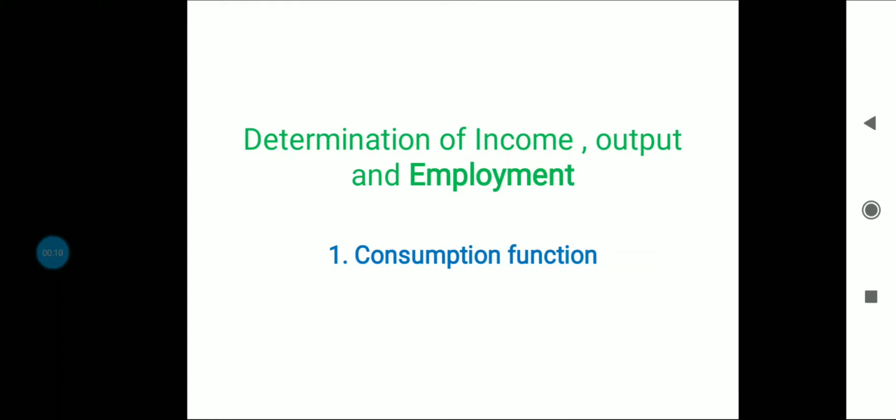Now we have arrived at the third unit of macroeconomics, which is determination of income, output and employment. A very important, valuable and at the same time a scoring unit of macroeconomics. It carries a weightage of 12 marks as far as the annual examination of plus 2 is concerned.